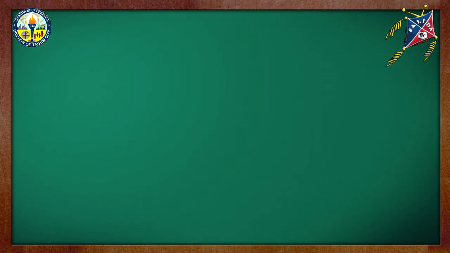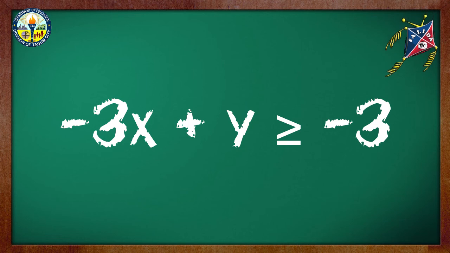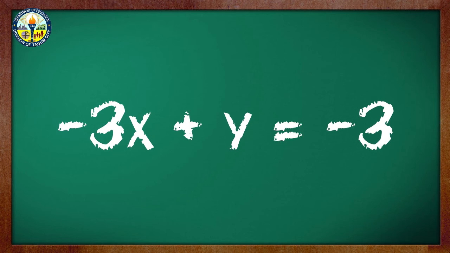Time is up. Let's check your answer with me. Number 1. Rewrite the inequality as an equation. Rewriting the given inequality, negative 3x plus y greater than or equal to negative 3, we have the equation negative 3x plus y equals negative 3.